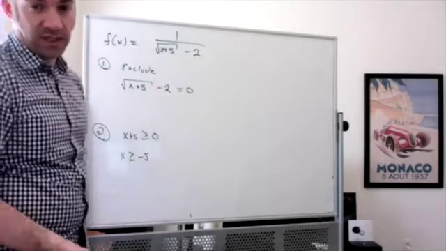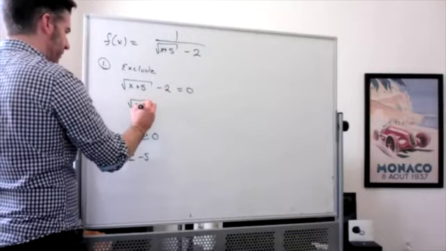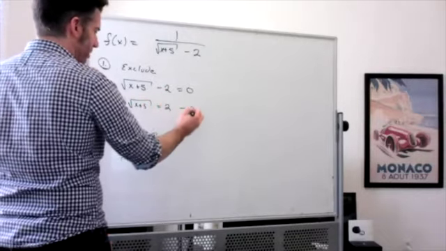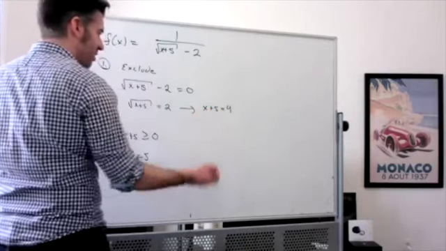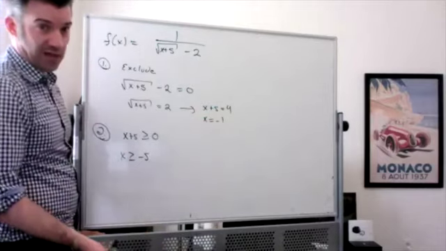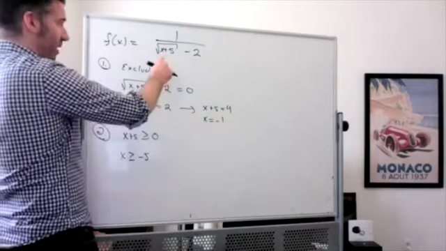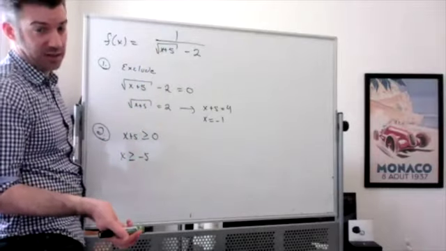I would probably solve this by actually doing the work. So I'm going to add 2. So square root of x plus 5 equals 2. Then I'm going to square both sides and get x plus 5 equal to 4. So x is equal to -1. So I want to exclude that value. Because if x is -1, -1 plus 5 is 4, square root of 4 is 2, 2 minus 2 is 0. We can't divide by 0, so that's the problem.